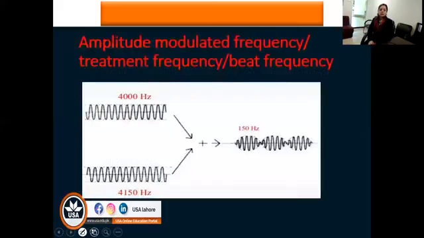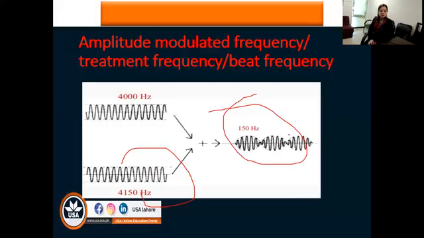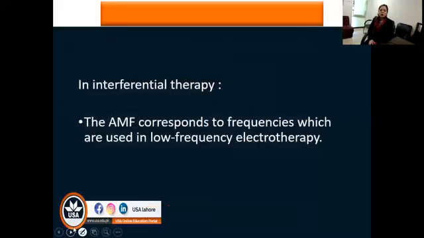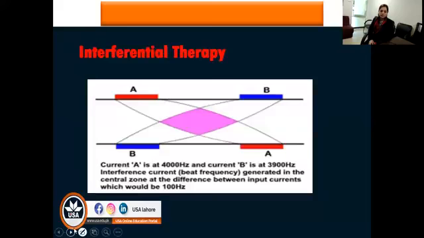So let's see in this picture, the one is 4000 hertz, the other one is 4100, and the end product is 150 hertz. That is your amplitude modulated frequency. This one is your peak frequency. This one is also your treatment frequency. So in interferential therapy, the amplitude modulated frequency corresponds to the frequency that is like the low frequency currents.